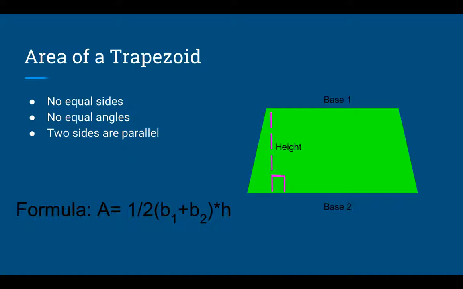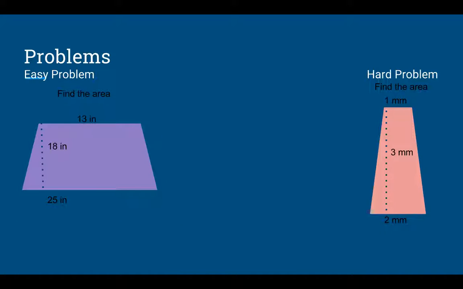Okay, so next we're going to talk about the area of a trapezoid. As we can see, it has no equal sides and no equal angles, but it has two sides that are parallel, as you can see on this side. For our formula, we're going to do 1/2 times base 1 plus base 2 times height. Since there are no equal sides besides these two parallel ones, we're going to have two bases. Okay, so now let's try an easy problem.